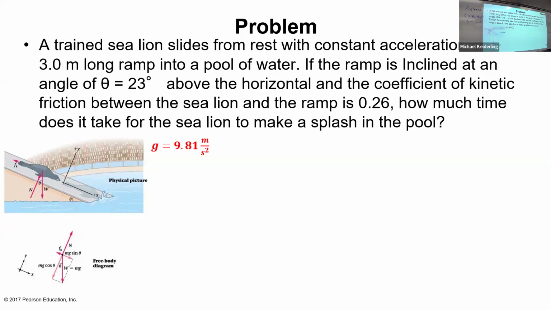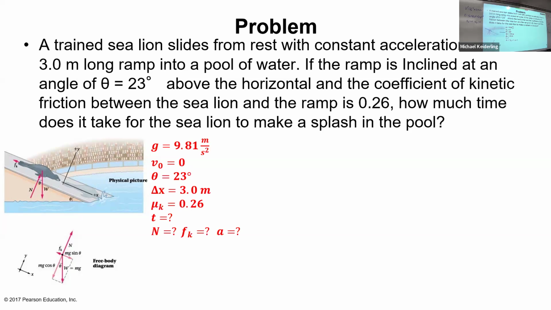So things we know. g is 9.81 meters per second squared. Our initial velocity is 0. The slope is at an angle of 23 degrees. Delta x is 3 meters. We're traveling 3 meters down the slope. Mu kinetic is 0.26. We don't actually know the mass, but it turns out it cancels out, so it's not important. And we're trying to find time.